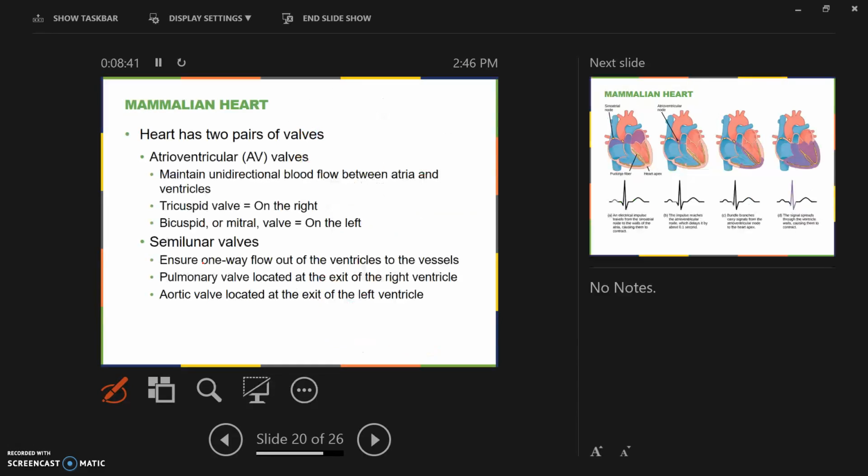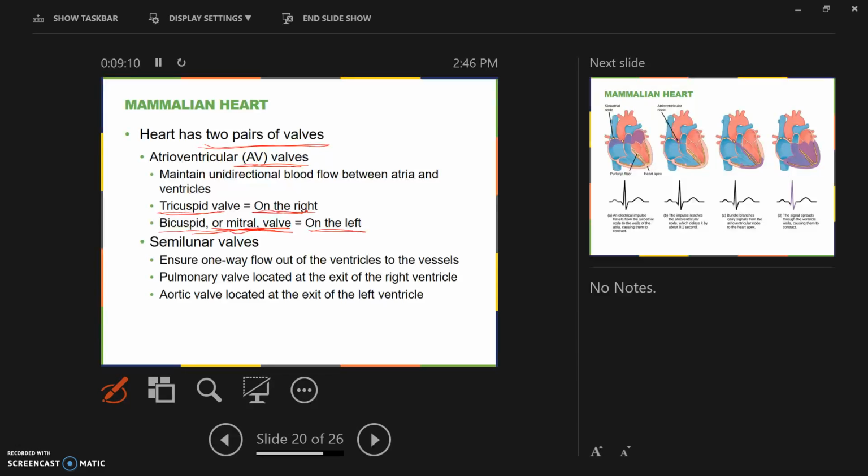And this is just another picture of the mammalian heart. So the heart has 2 pairs of valves. The first pair are called AV valves, which stands for atrioventricular. They keep the blood from flowing backward into the atria once it has entered the ventricles. The tricuspid valve is the valve on the right between the right atrium and the right ventricle, and then the bicuspid or mitral valve is on the left between the left atrium and the left ventricle.